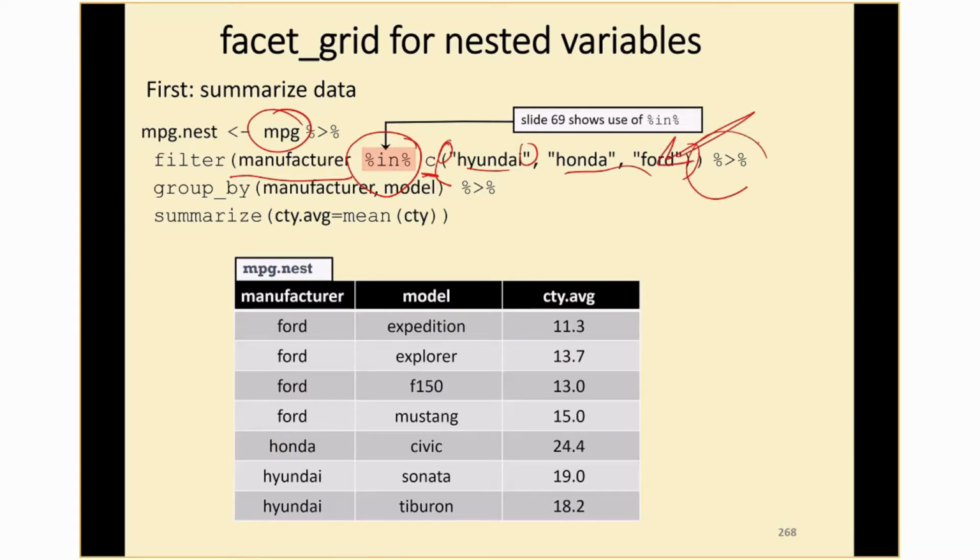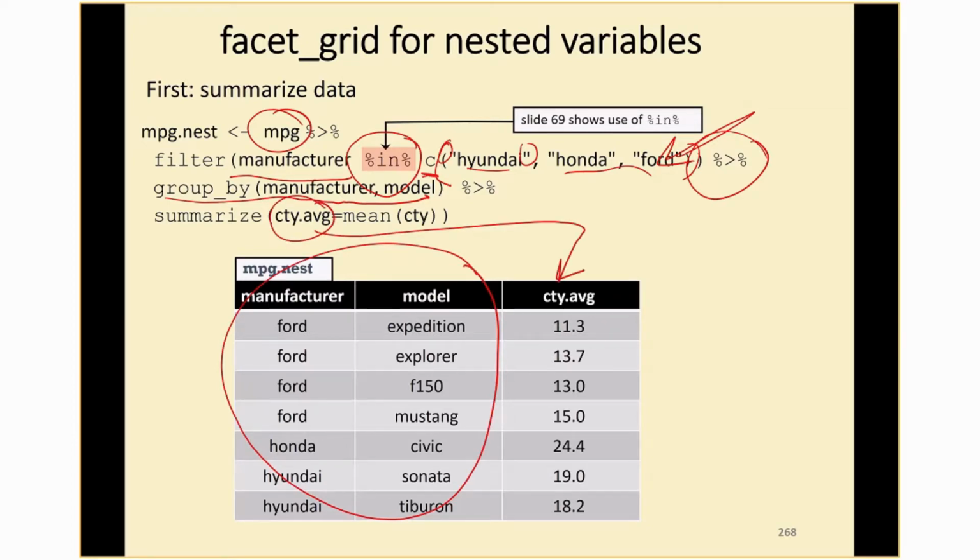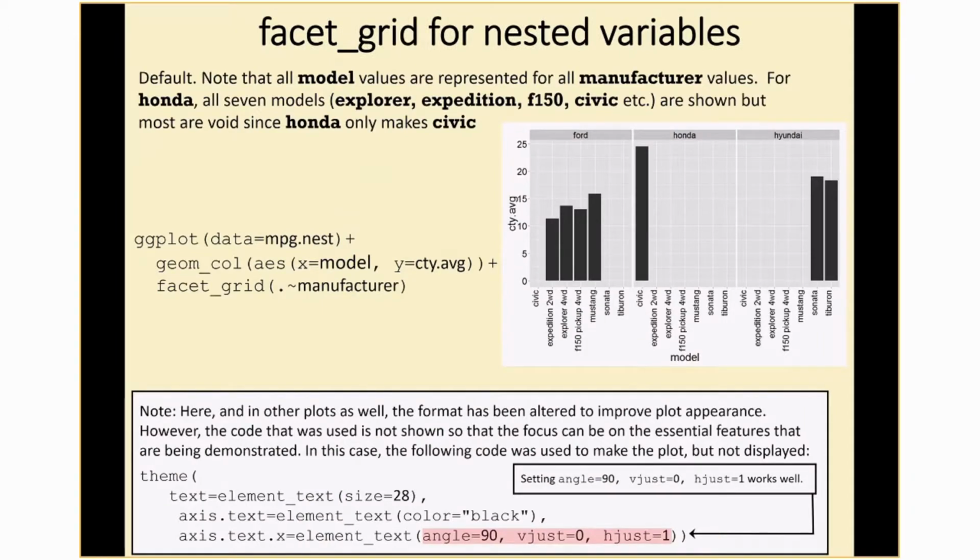Then I want a summary data frame, so I group by manufacturer and also by model, so I have the different combinations of manufacturer and model, and then I get this additional variable, city average, by using the summarize statement. City average is calculated as the mean of city mileage. So once I've got the data frame that I just created, mpg nest, I'm going to try to make this plot.